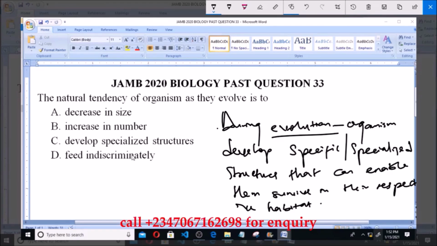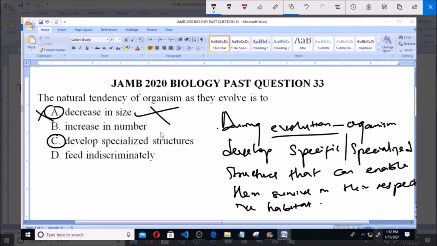So the answer to this question is actually option C. Option A is wrong, because organisms that evolve do not decrease in size. Also, they do not increase in number. That is not the natural tendency of organisms, and it's not to feed indiscriminately. But the correct answer is to develop specialized structures that will enable them to live or to survive, to adapt in their particular environment or habitats. So option A is wrong, option B is wrong, and option D is wrong. Option C is the correct answer to this question.